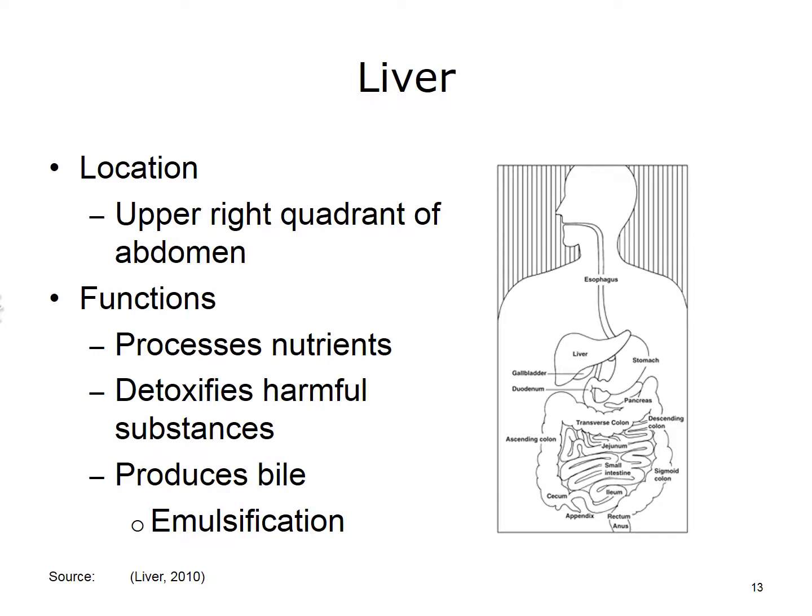The liver is located in the right upper quadrant of the abdomen. The liver processes nutrients, helps in the detoxification of harmful substances, and produces bile. Bile aids in breaking up large fat globules into smaller droplets. This process is called emulsification.